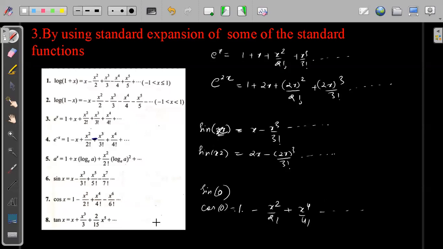Abhishek, tan is following a pattern, but because differentiation of tan is very complicated, it is not following a direct, simple pattern, but it will follow a pattern. Okay, fine. So let's solve some questions based on this.